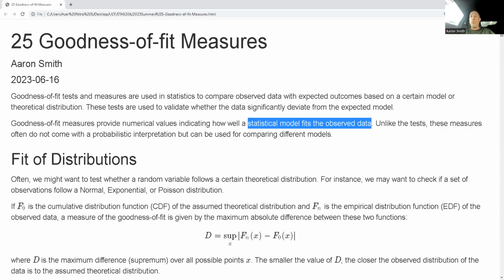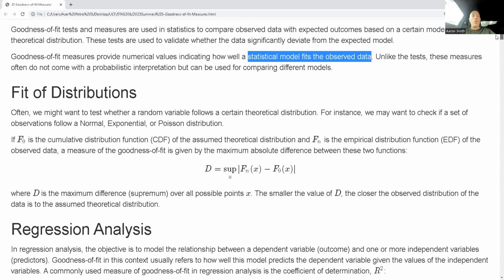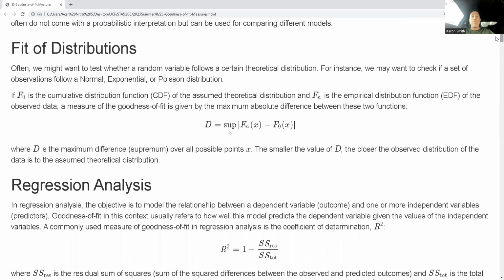I'm going to go over the three types that we're going to talk about first, and then we'll go a little bit deeper into each of the three. We're going to talk about fits of distributions for continuous distributions, and then we'll have categorical fits for distributions also. And then the one in the middle that we'll talk about is regression fits. So I have a regression model, and I want to evaluate, do I have a good fit for my data?